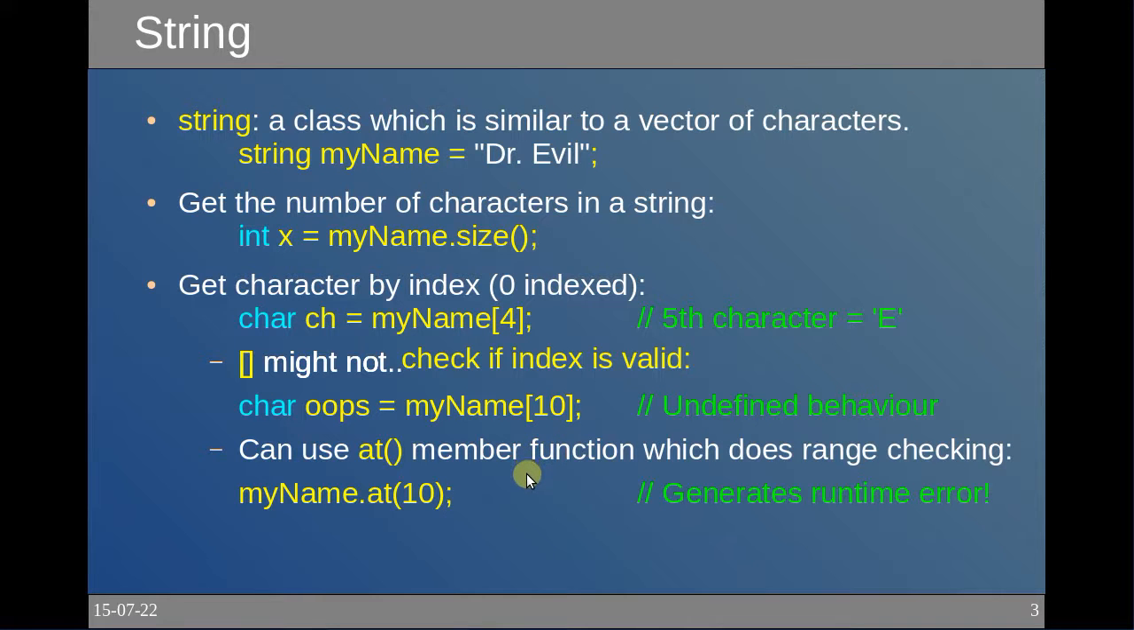If I really cared about it, I could switch over to using the at method, the member function, and that would guarantee to throw a runtime error if I tried to access something that I could not. So in many cases, using myName sub 10 is very similar to using myName.at(10). Many people will use the sub 10 because it's sort of a more traditional syntax for accessing it.